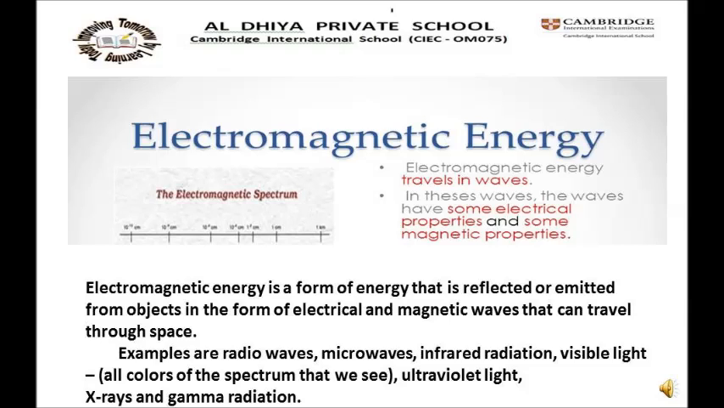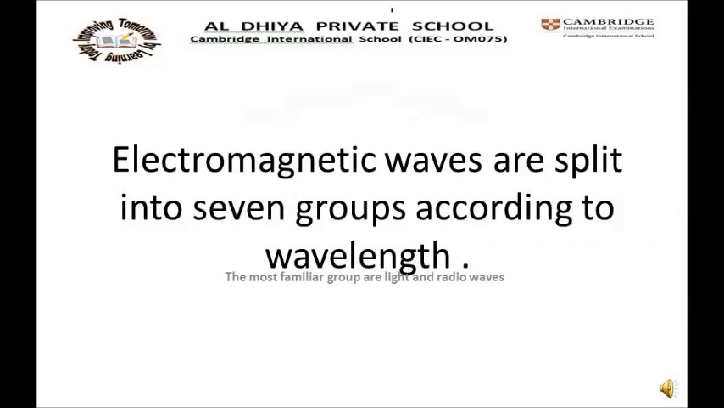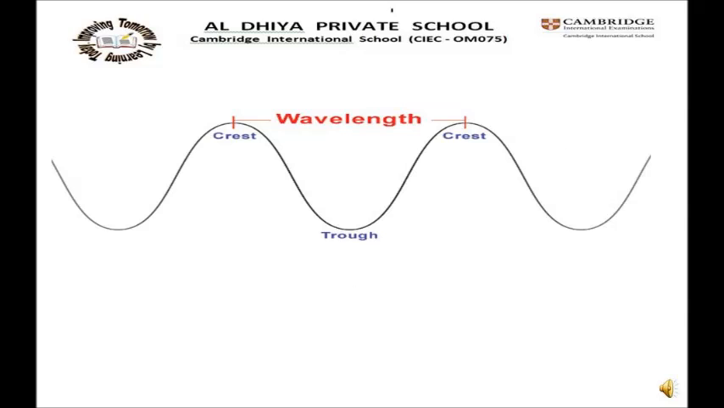Electromagnetic energy. Electromagnetic energy travels in waves. In these waves, the waves have some electrical properties and some magnetic properties. Electromagnetic waves are split into 7 groups according to the wavelength. See, this is the structure of the wave. Look at the picture. Here two crests and then one trough are there.